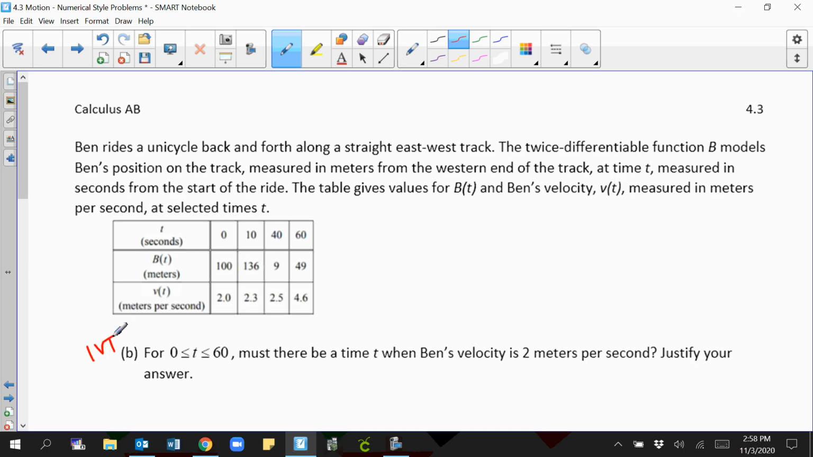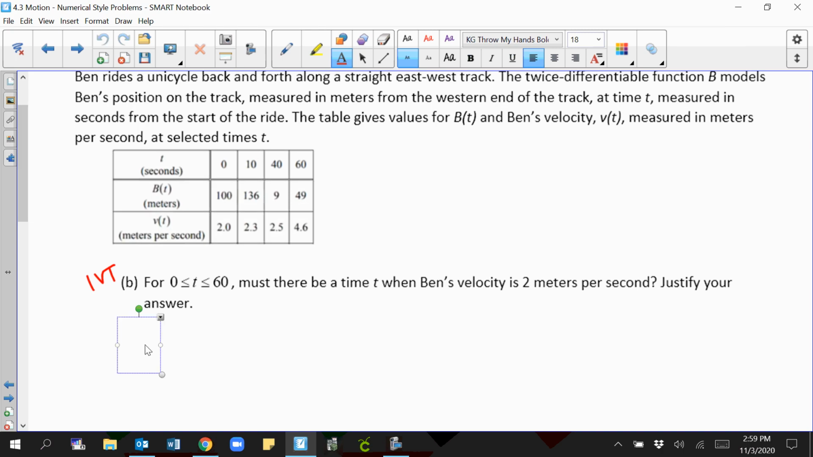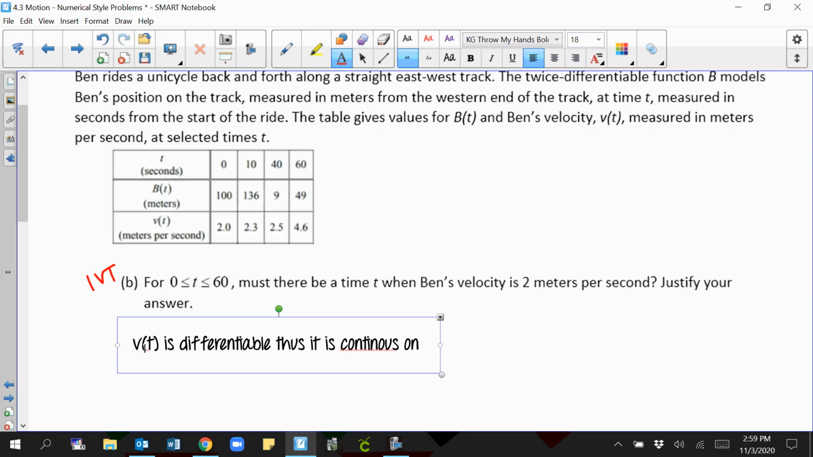Intermediate value theorem. The first thing is we have to verify that the velocity is continuous. It tells us up here the twice differentiable function b models his position. If that's differentiable, then it means that we've got the velocity. And then it says it's twice differentiable, so we also have an acceleration, which means our velocity is differentiable, which means our velocity is continuous, because it can't be differentiable if it's not continuous. So I can come down here, and I'm going to scroll down a little bit, and I can say that v of t is differentiable, thus it is continuous on our interval, and this time we are looking from 0 to 60.